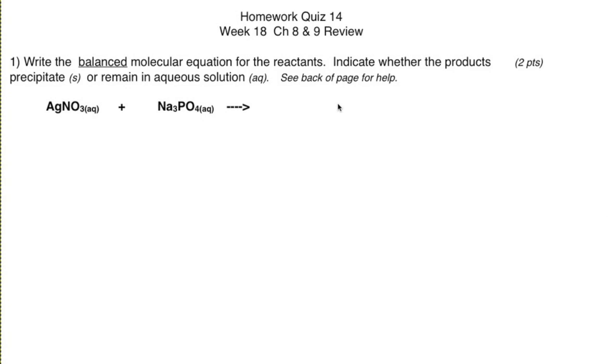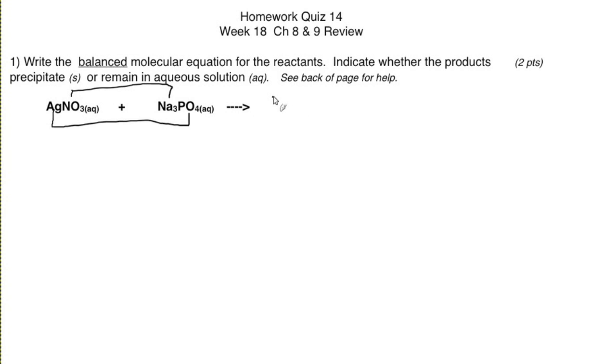Number 1 says write the balanced molecular equation for the reactants, indicate whether the products precipitate or remain in aqueous solution. So this is a double displacement, which means that our cations and our anions can swap with each other. Remember they're in aqueous solution, which means that the ions are just floating around, bumping into each other. Sometimes they bump into each other, and if they form something that's insoluble, they'll fall out of solution. And if they don't, then they just keep moving around and bumping into each other.